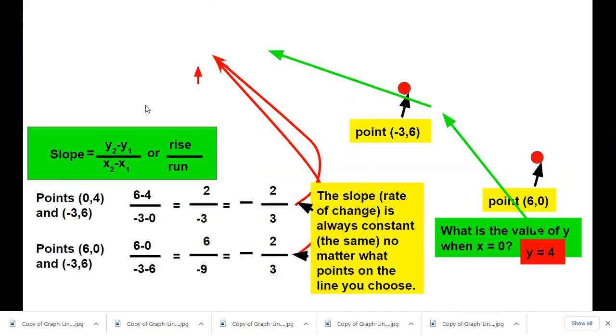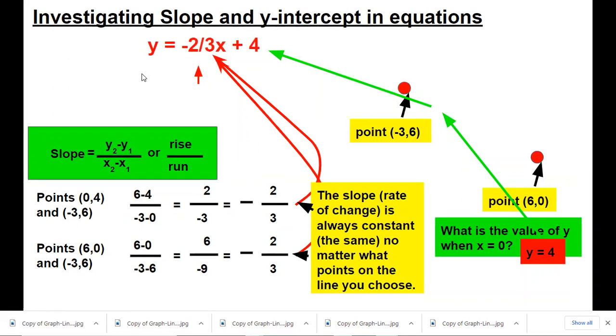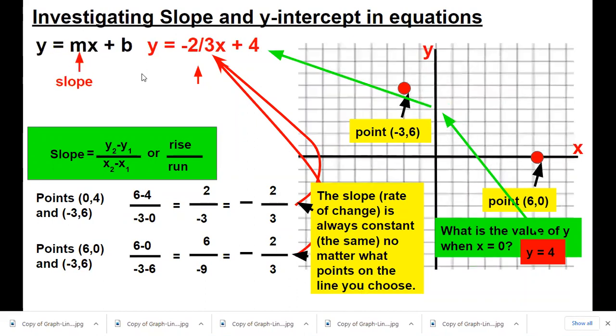Oh, I must have missed my interactions. Investigating slope and y-intercept in an equation. Y equals -2/3 x plus 4. See what else is going to pop up here. Oh, that's kind of messy, huh? Okay, m is your slope. b is your y-intercept. So then we figure out slope is y2 minus y1 over x2 minus x1, we know this already, or if we have a graph, rise over run.